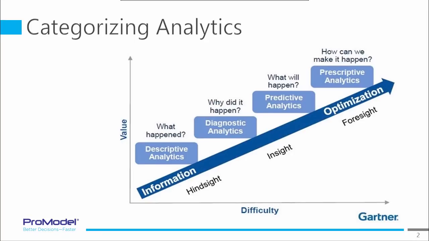So Gartner would say that your y-axis here is value, and the x-axis is difficulty. So from left to right, it becomes more valuable but more difficult for software to do it. On the lower left here is descriptive analytics, and they have also this element of time here. So descriptive analytics typically looks at historical data and summarizes it.